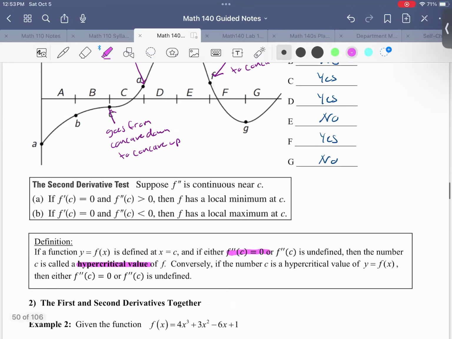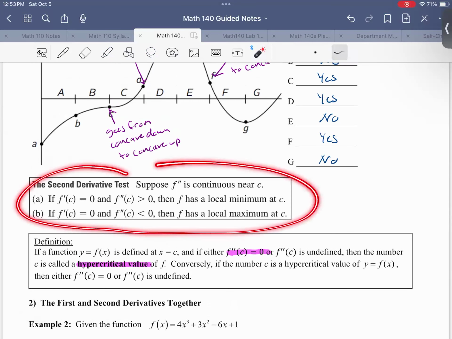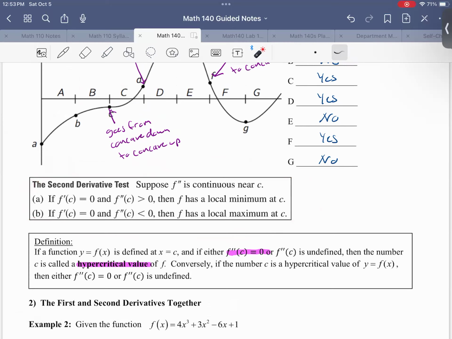But before we get to that, I just want to cover a new kind of tool we have, which is a second derivative test. So if you have your critical value, right?